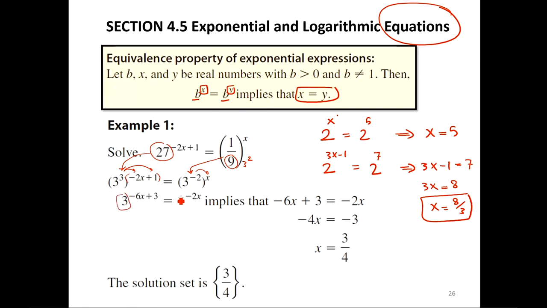Now we have the same base, so we have the same exponent also. Minus 6x plus 3 is equal to minus 2x, so we have minus 4x equal negative 3. Divide by negative 4 for both sides, so we have negative 3 over negative 4, this is equal to 3 over 4. This is the value of x.